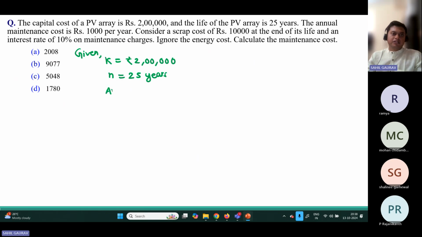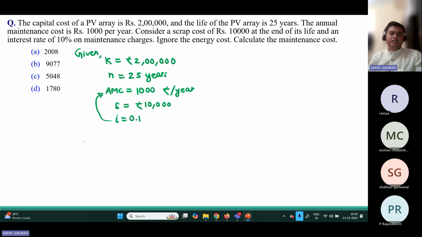The annual maintenance cost is given as 10,000 rupees per year. The scrap cost is given as rupees 10,000 at the end of its life, and an interest rate is given as 10% on maintenance charge. So this interest is given for the annual maintenance charge. Ignoring the energy cost, calculate the maintenance cost. So it is asking about the maintenance cost first.